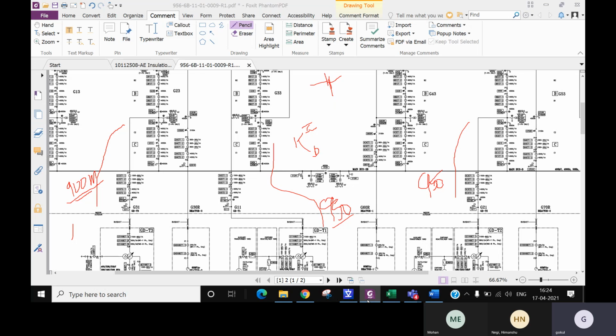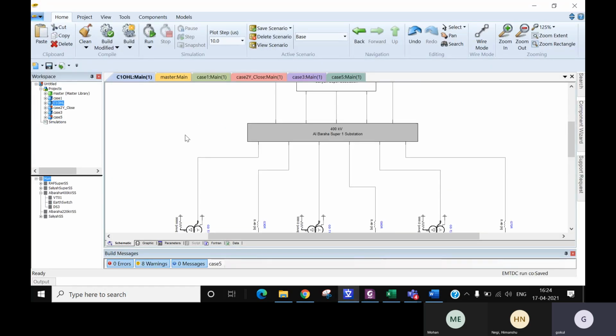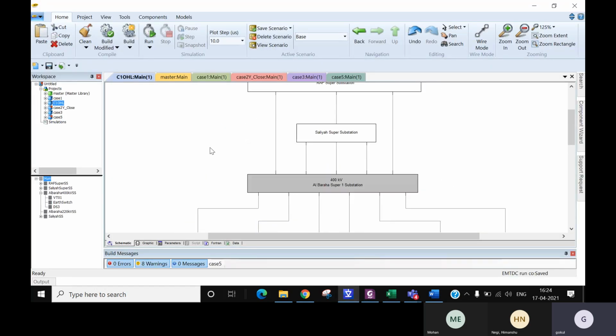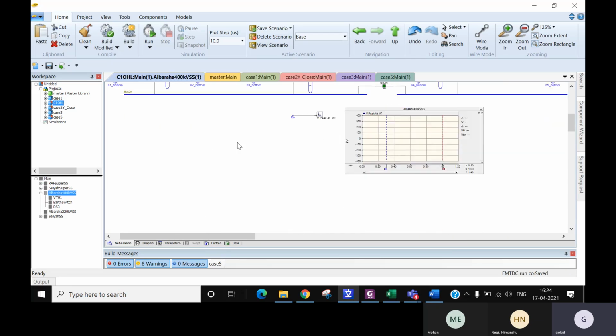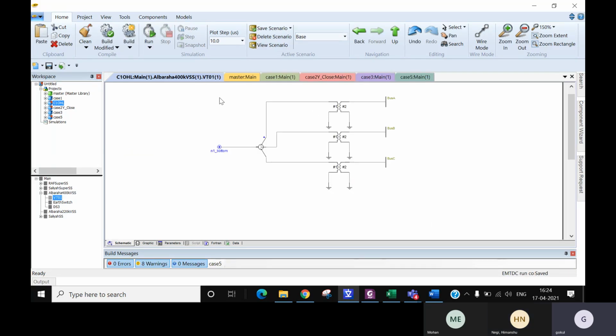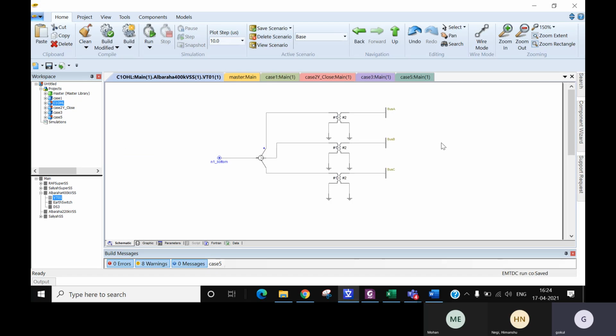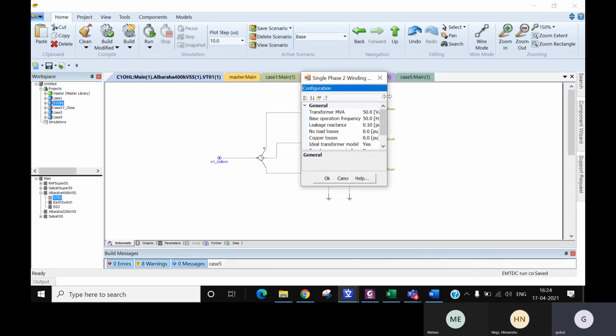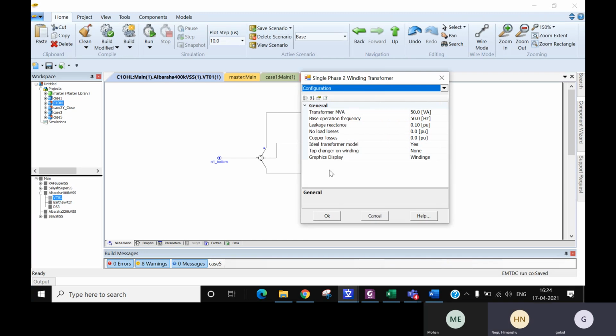I'll just open one of the cases and show you that. So this is one of the cases. I'm going to energize this VT, the same case. This is the line VT. If you go into the VT, you can see this is the modeling that should be used. This is a single phase, two winding transformer.